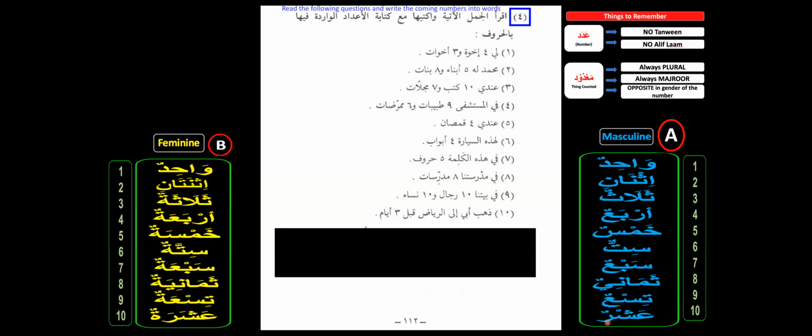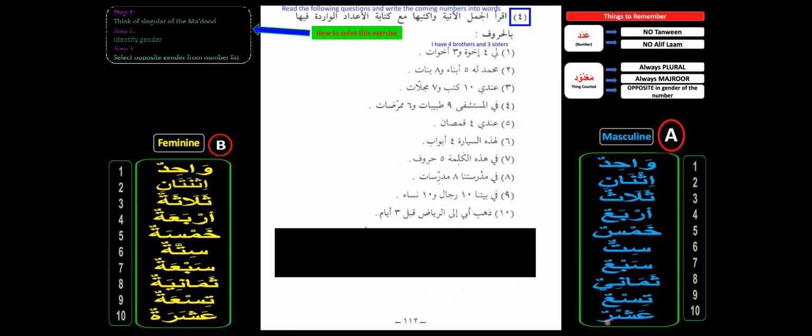Next one is Muhammadun lahu 5 abna. So this 5, you need to choose whether you will write khamsu or khamsatu. Wa 8 daughters. So you need to know whether you will choose thamani or thamaniyatu. I hope it is clear.